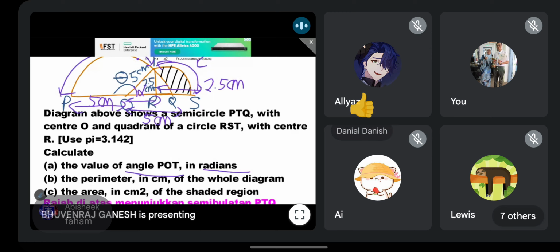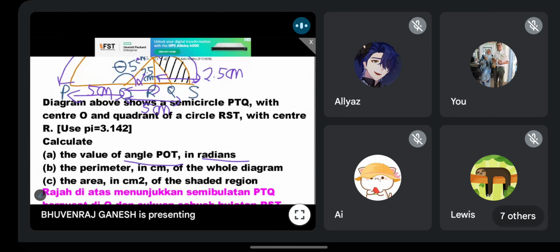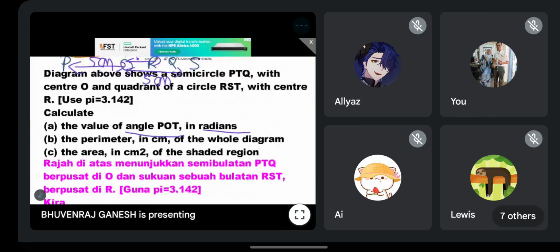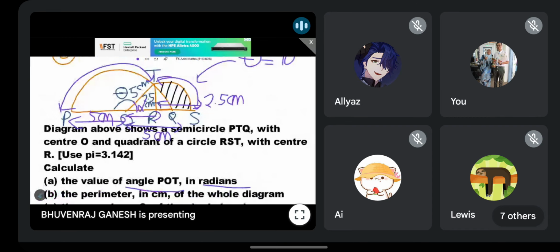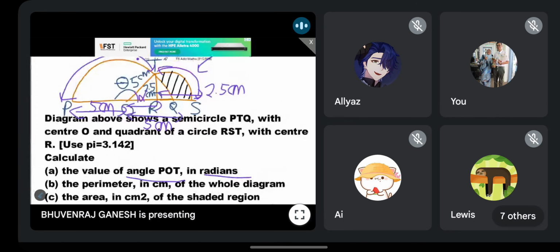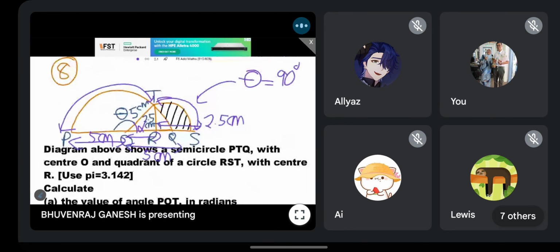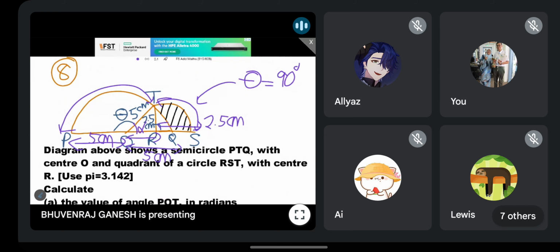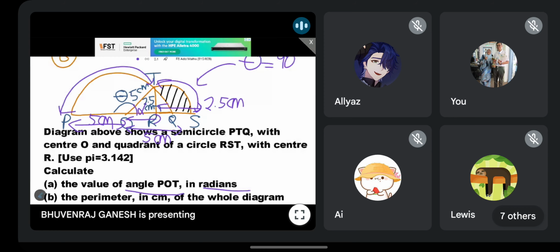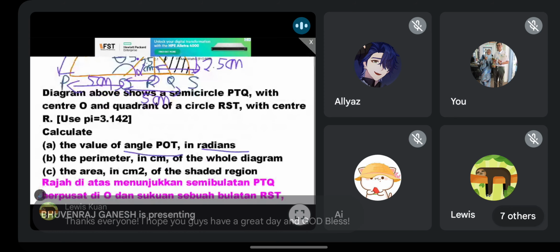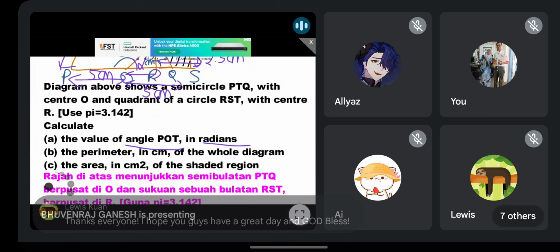So now, for part C, this one, I will leave it for you all to try. Saya akan bagi kamu semua untuk cuba luas kawasan berlorek. Okay. So, when we come back next week, we will continue with this. Okay, kita akan sambung dengan yang ni. Alright. So, you can take part C as your homework.